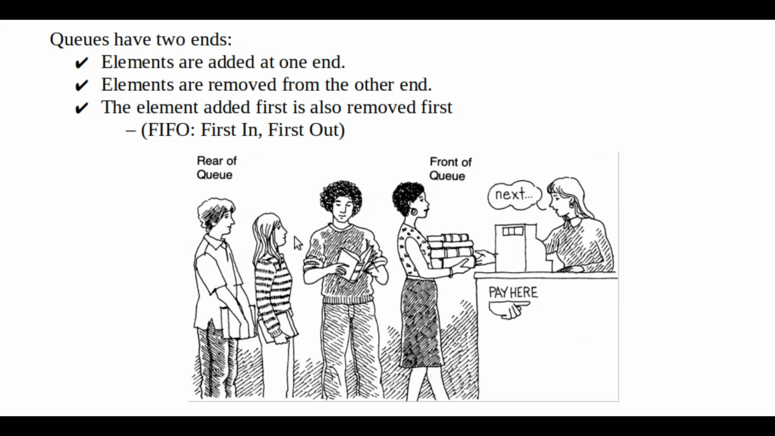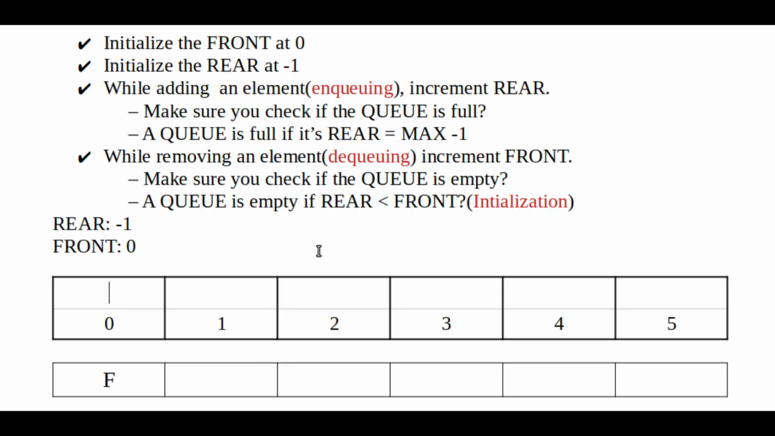This principle is also called FIFO in data structures. FIFO means first in first out. Whatever item gets inserted into the queue first will be the first one to get out of the queue. So items are inserted from the rear end and items are removed from the front end. Okay, so let's see how we can implement a queue.